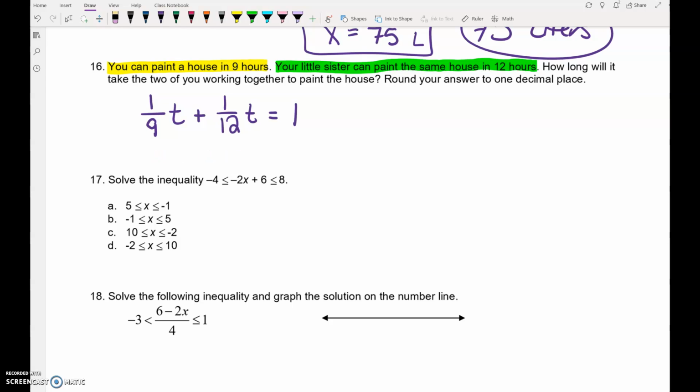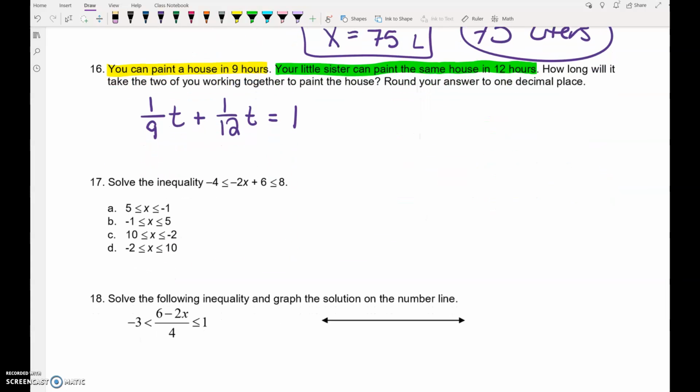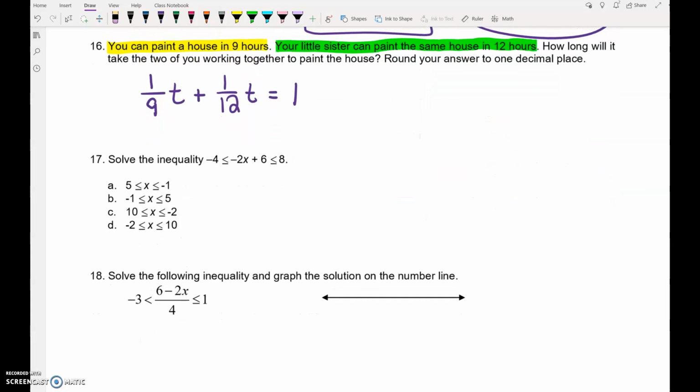If you do this problem like 3 or 4 times, I would say the same thing for number 15 as well. Do number 15 and number 16 like 2 or 3 times to kind of get them stuck in your head, and then I think you'll be fine on the test tomorrow.